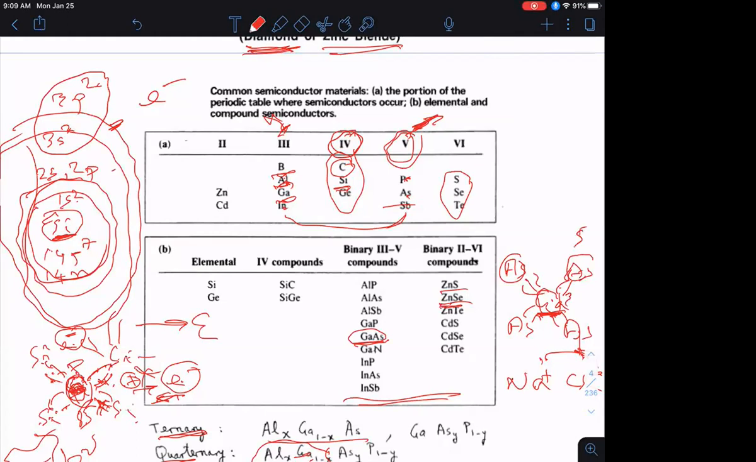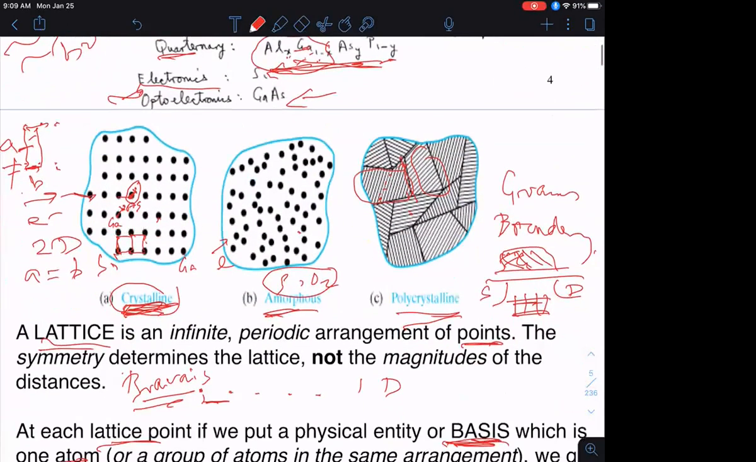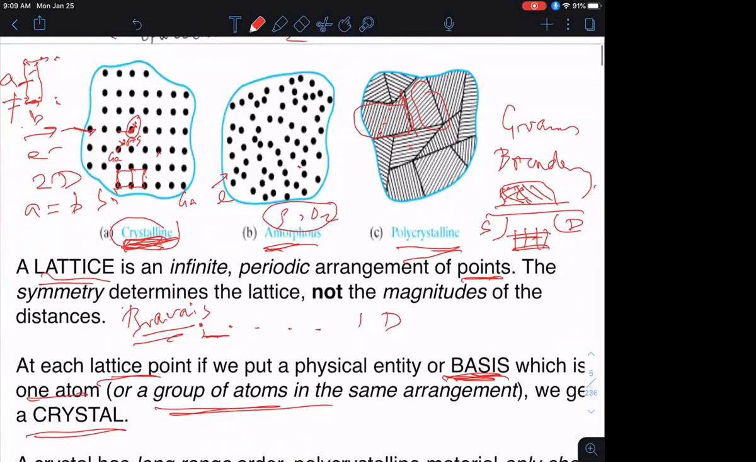So once again, 3 plus 5 makes 8. But now the bonding is partly covalent, partly ionic in character. Okay. So we said that although you could have semiconductors in different states of matter, the most high performance devices are made in single crystal semiconductors.